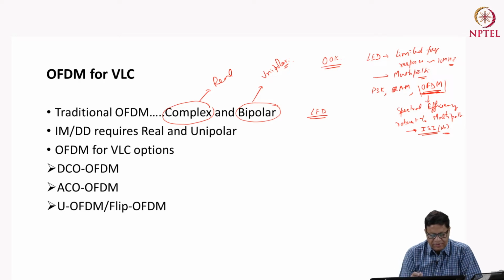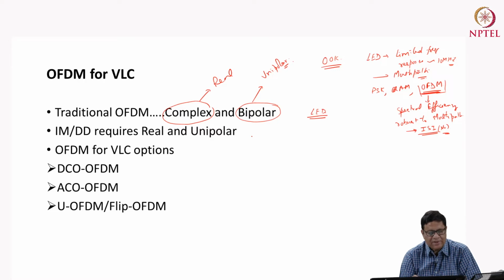So we will try to understand how to convert this to real and unipolar, and then what value of SNR or performance we get after we have converted, what happens to the spectral efficiency of the overall system, and what happens to the power efficiency of the overall system. This we will try to understand. So the first job is to convert the complex and bipolar signal to real and unipolar, and then give it to the optical transmitter.